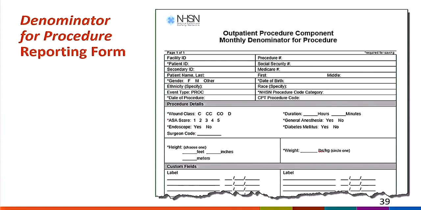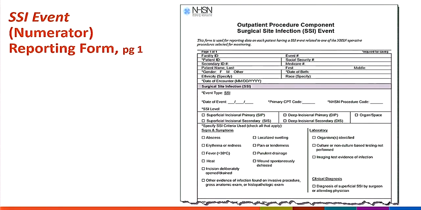This is a copy of the denominator for procedure form. And this should be completed for each procedure performed within the procedure category that is being monitored. This is the numerator form, also known as the SSI event form. This form is completed for each SSI identified.